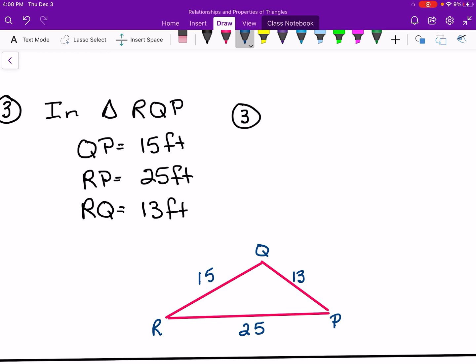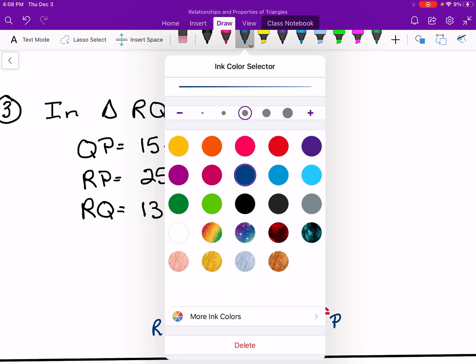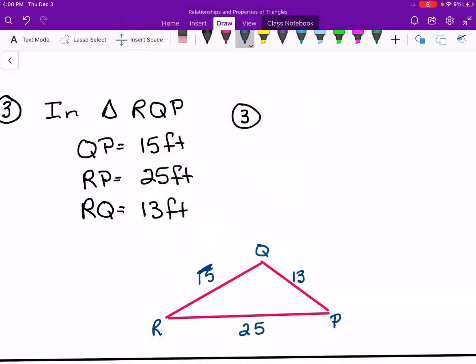Oh, I must have written something down wrong. Let me fix it. It's been a long day today. Let me make some changes. This is why you check. I need from Q to P.